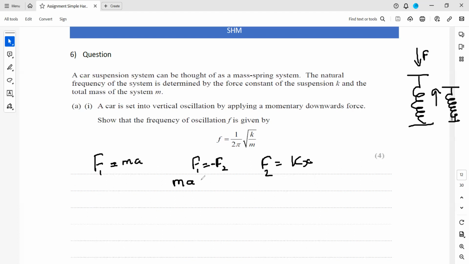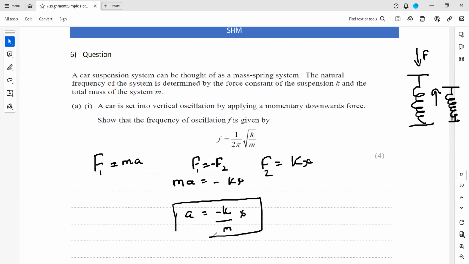So we have the formula F equals ma, and we have F equals kx. So we can say ma equals minus kx. Or we can also say a equals minus k divided by m into x.